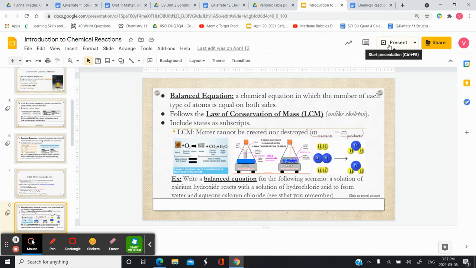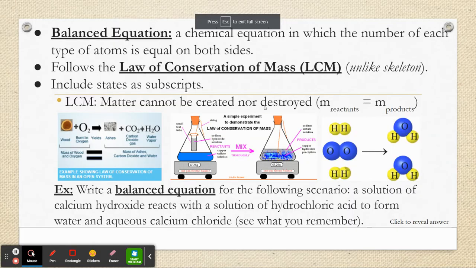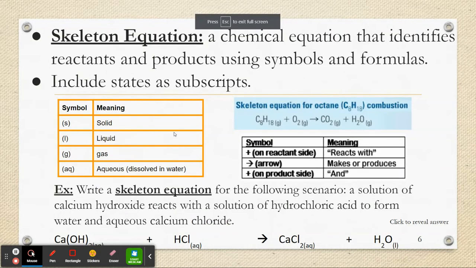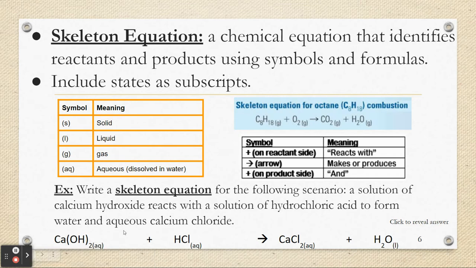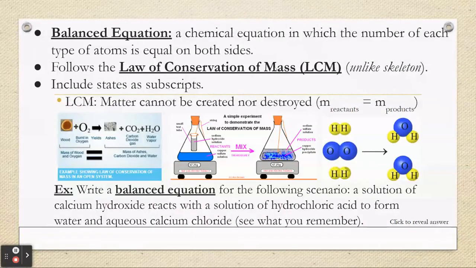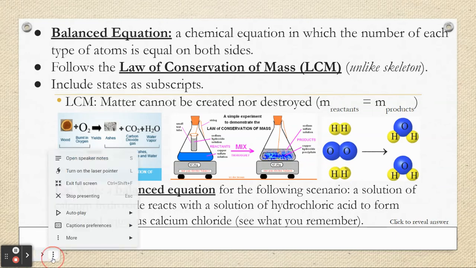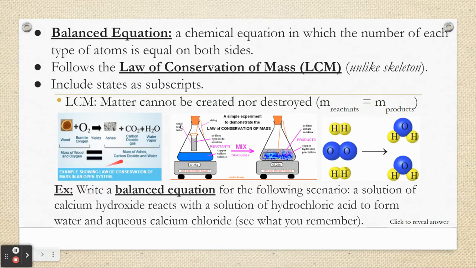Then we're going to take a look at balanced equations. So remember, skeleton equations don't care if we're missing atoms on both sides of the reaction. But that goes against the law of conservation of mass, which we've seen previously. Remember that in chemistry, when you're doing a chemical reaction, whatever mass you start off with, you need to end up with. You can't destroy or create new matter.